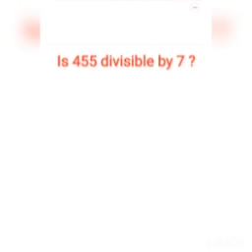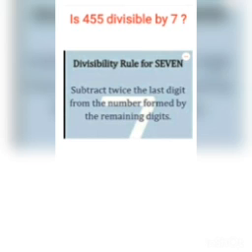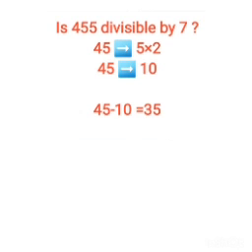We have a simple way, that is the divisibility rule for 7. What is the divisibility rule for 7? Double the last digit and subtract it from the remaining digits. If the result is either 0 or divisible by 7, then the original number is also divisible by 7. What do you mean by double the last digit? In 455, the last digit is 5, so I need to double it: 5 into 2 gives 10.